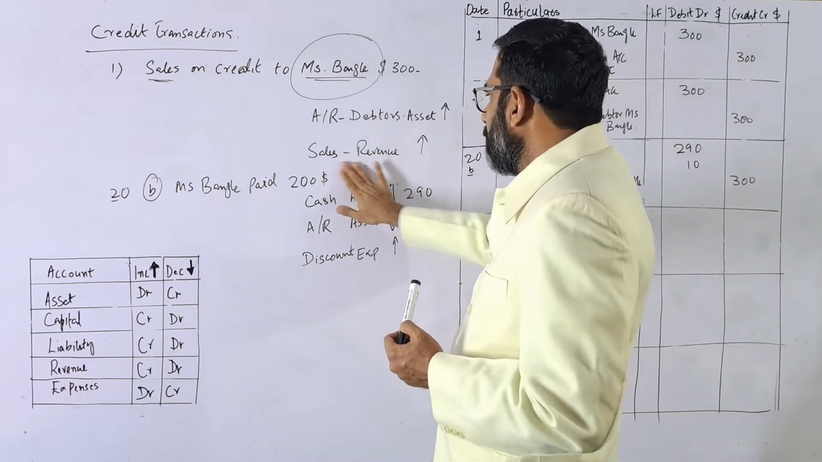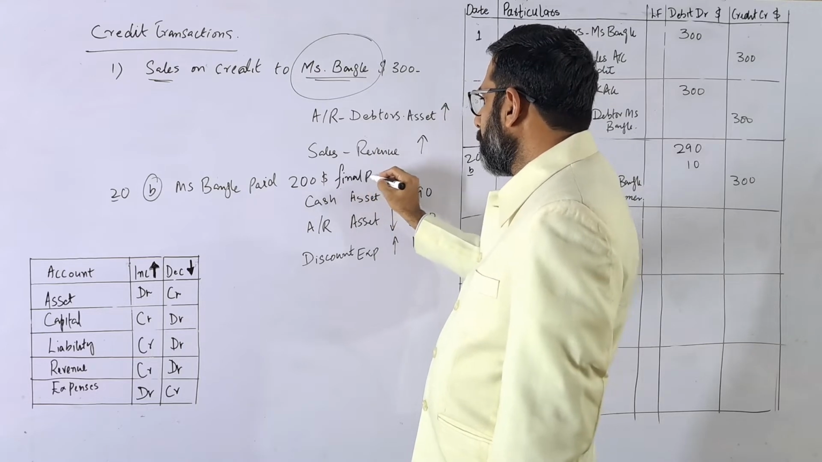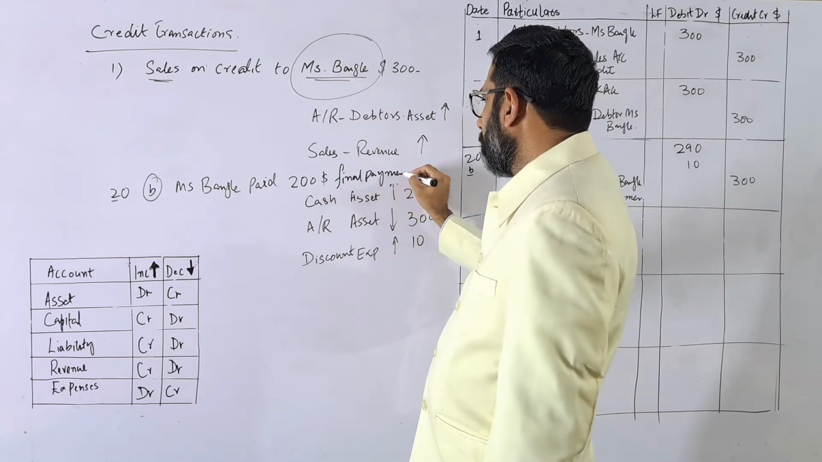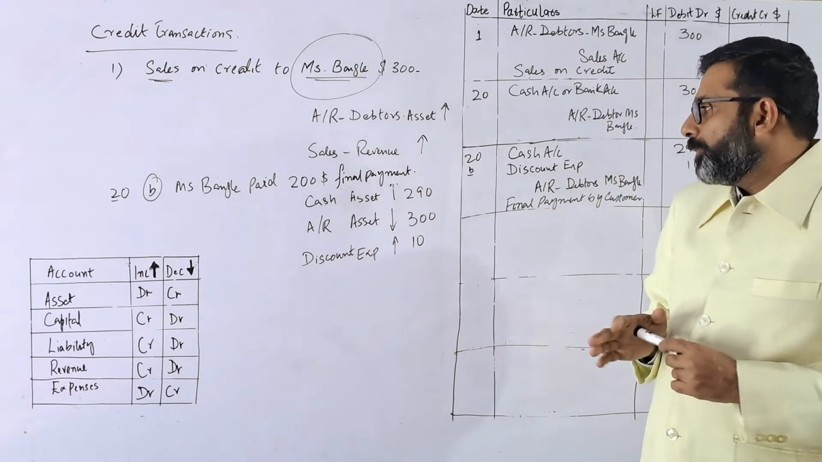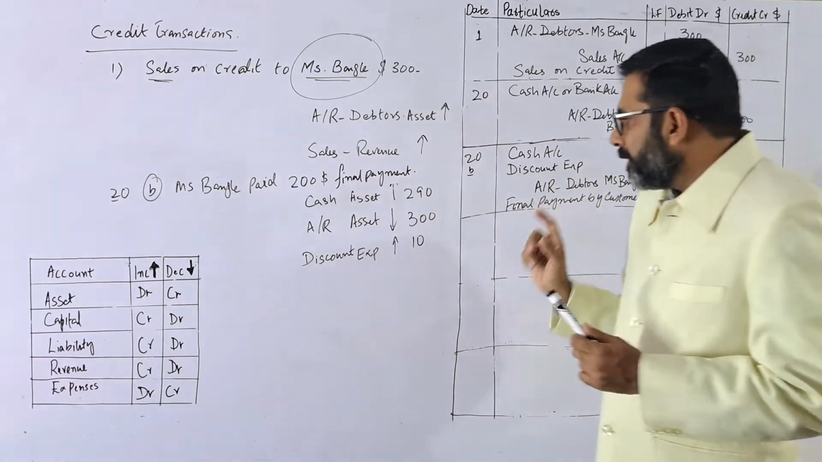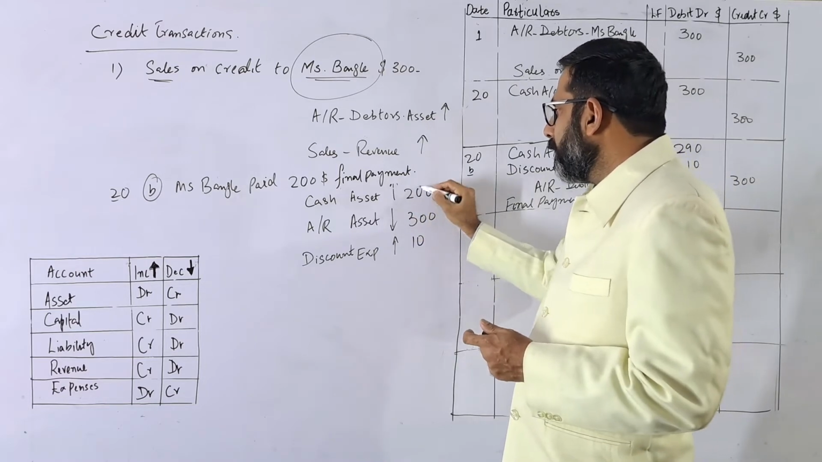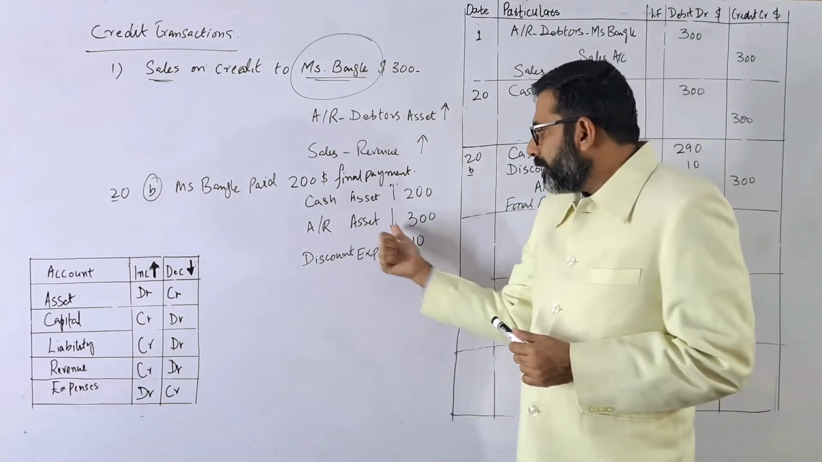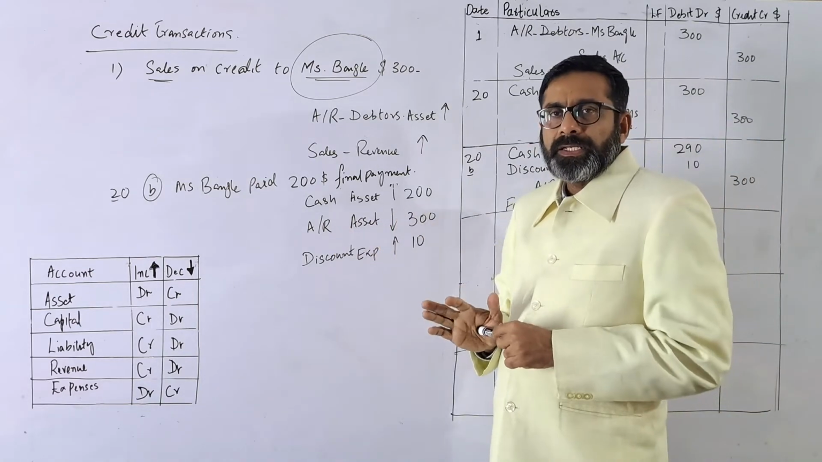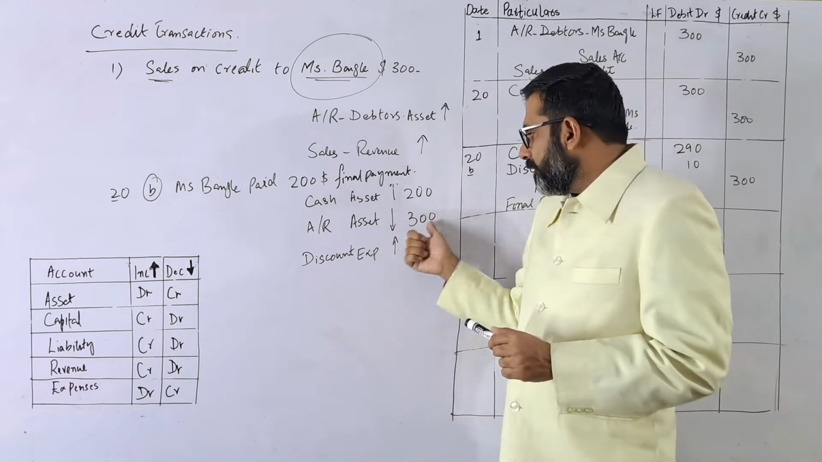Now final payment means that after that the customer will not pay you anything else. Now what will be the effect? Obviously here instead of 290 we have only $200, but receivables, again, because it is a final settlement, there is no other receivables after that, the balance will be nil, so it will be 300.